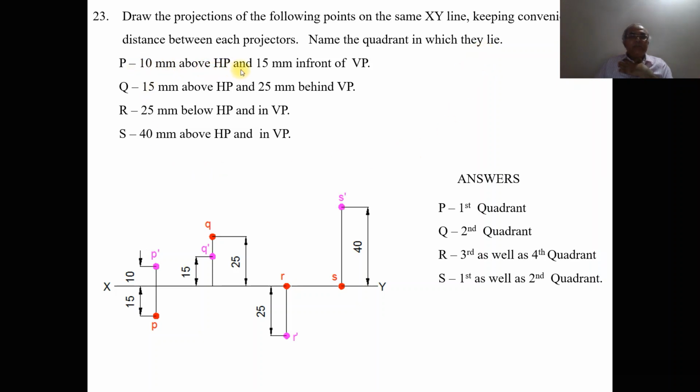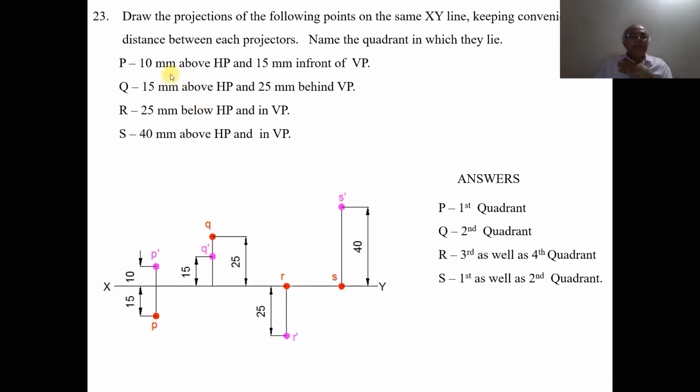Capital P is 10 mm above HP and 15 mm in front of VP. Capital Q is 15 mm above HP and 25 mm behind VP. Capital R is 25 mm below HP and is in VP. And capital S is 40 mm above HP and in VP.